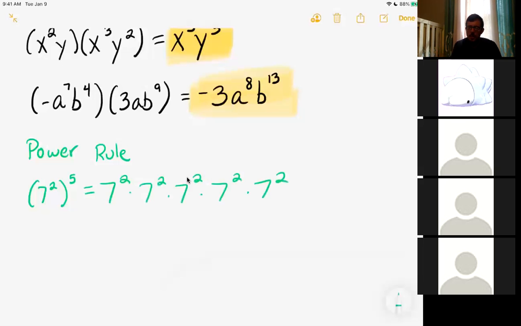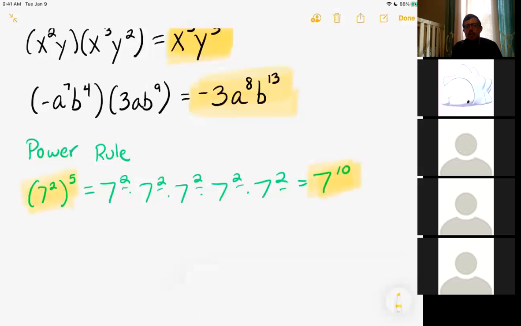Which is, well, now it looks a lot like the product rule. It's just a whole bunch of bases multiplied together. So I can just add the exponents. 2 plus 2 plus 2 plus 2 plus 2. My answer is 7 to the 10th power. Again, it's fine to solve it that way. If you want to write it out like that, don't let me stand in the way of your dreams. If what you really want to do in life is write out 7 squared 5 times, that's cool. But is there perhaps a shortcut to go from the problem to the answer without having to write out 7 squared all the time?